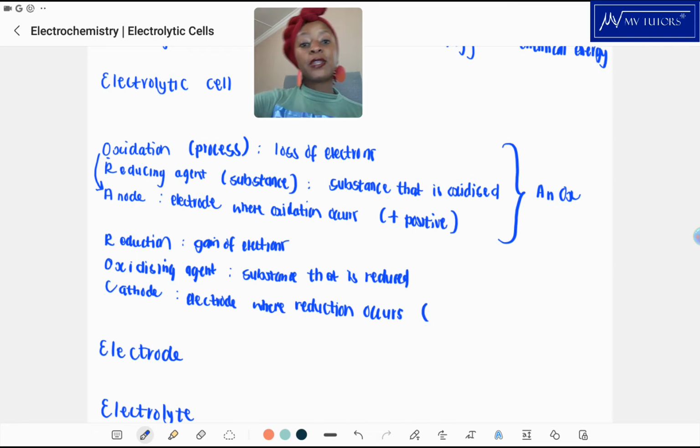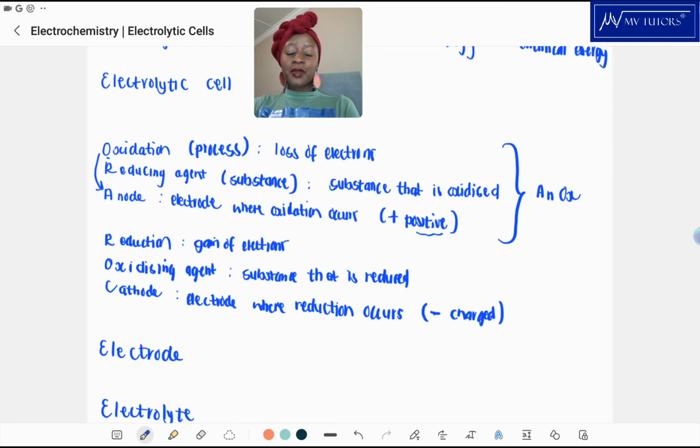And basically for the electrolytic cell, at the cathode, that is the negatively charged electrode. I'm going to say negatively charged, even though it's positively charged. But yeah, you get it, right? Cool. So that is basically what happens.